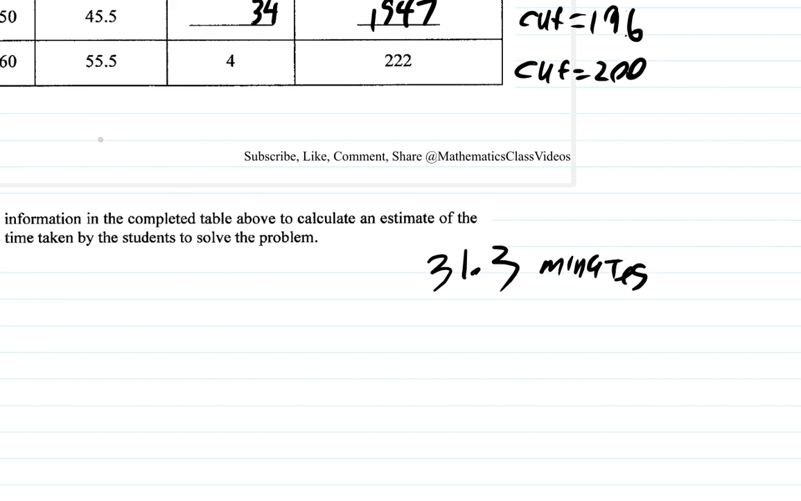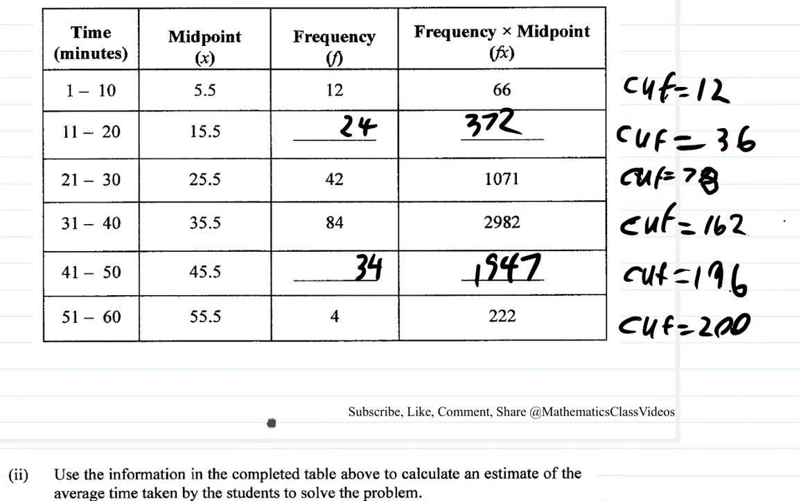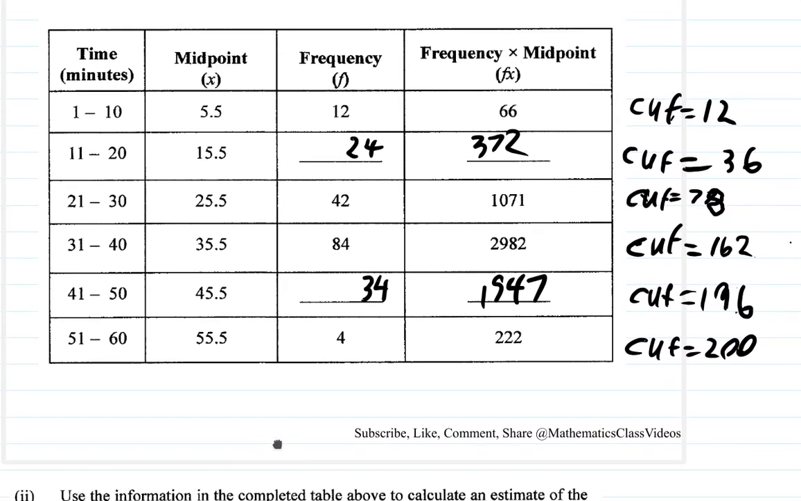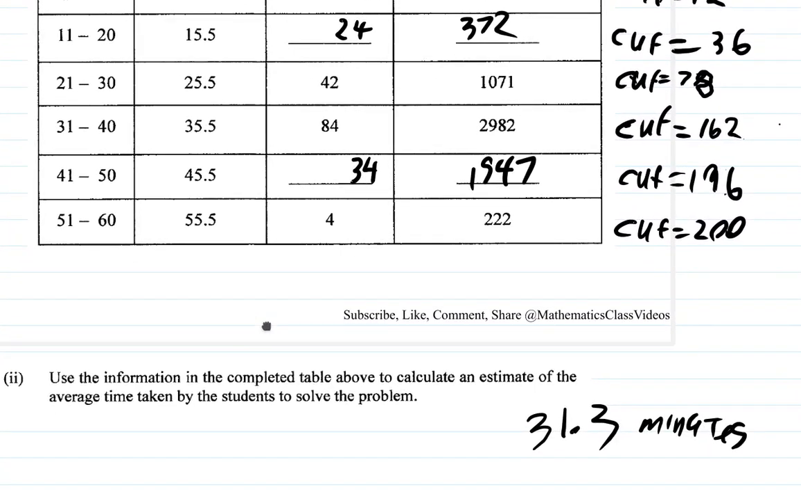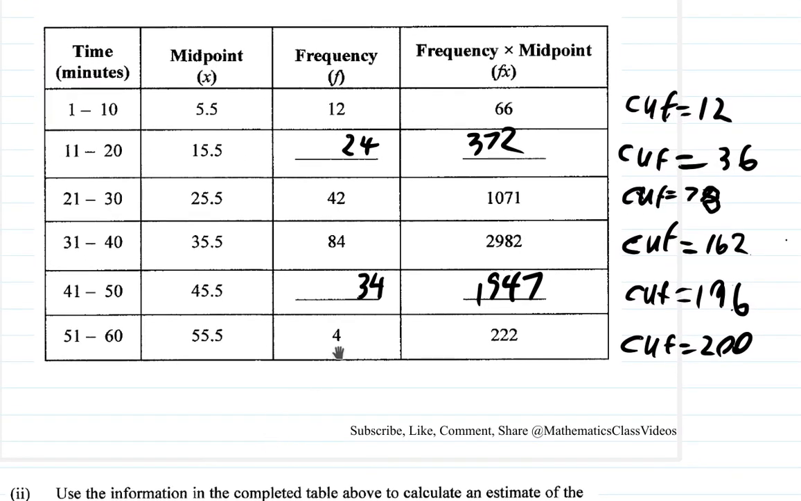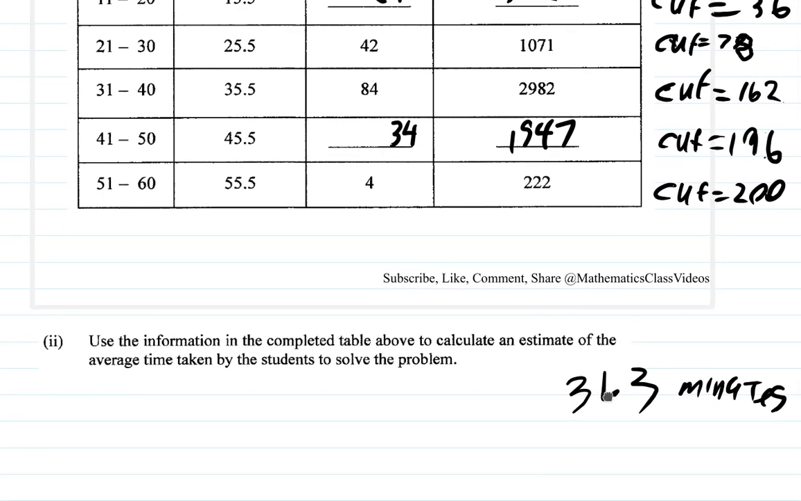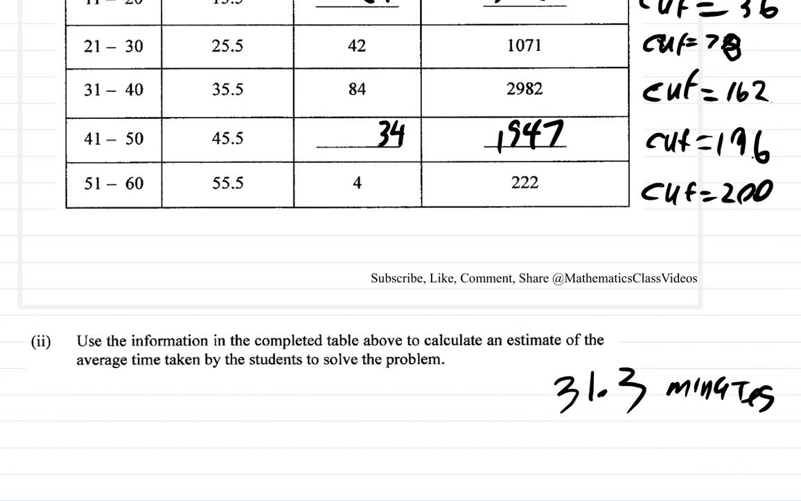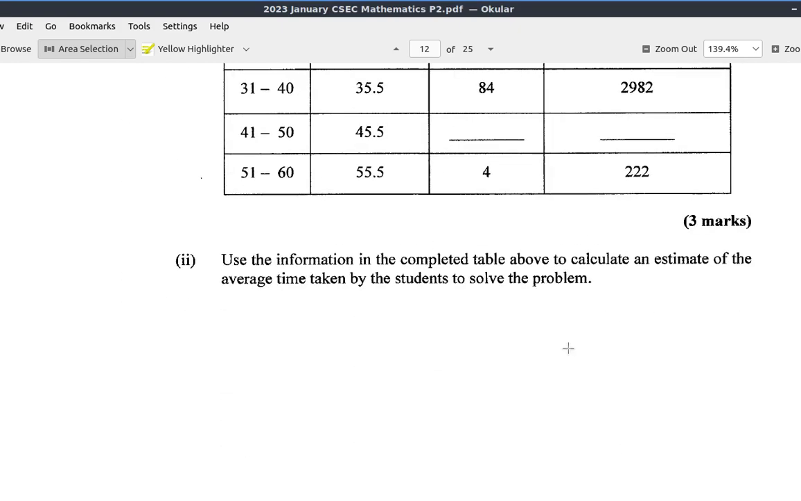So students use an average of 31.3 minutes to work out the questions. Alright. So here now, even though you have the times ranging from 1 to 60 minutes, what you get is an average of 31.3 minutes. So that is the end of question 5.